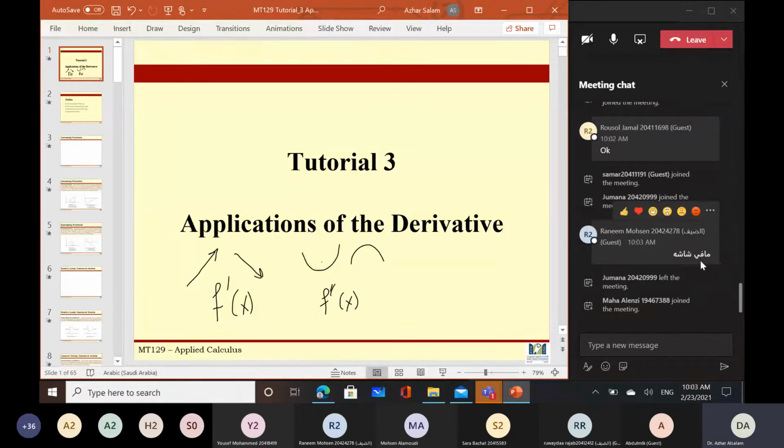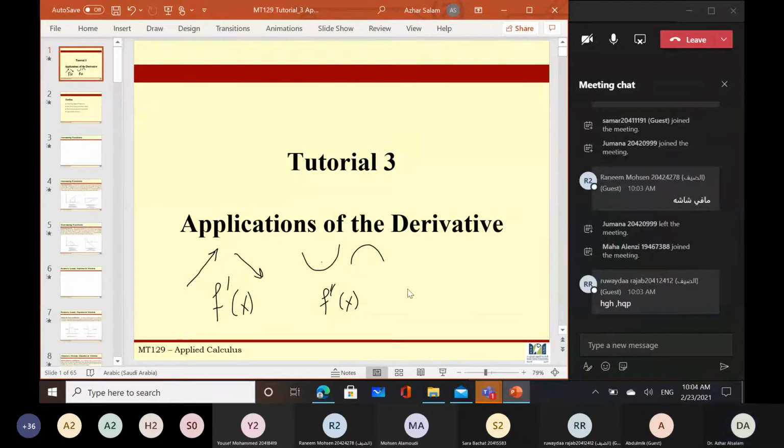ما في شاشة؟ عندكم شاشة ولا لا؟ في شاشة. ايوه. رنيم جربي انك تطلعي من الميتنج وترجعي مرة ثانية.